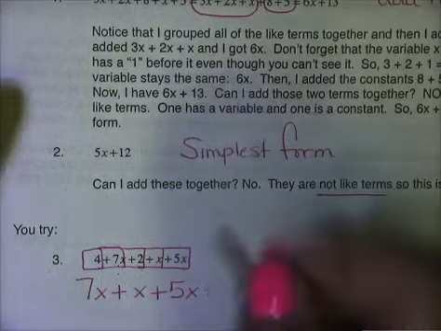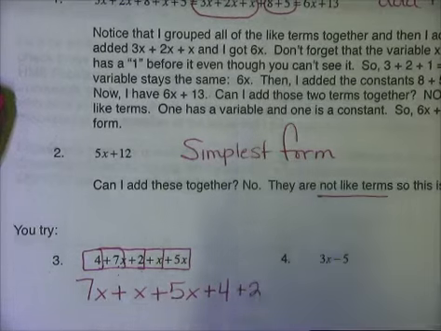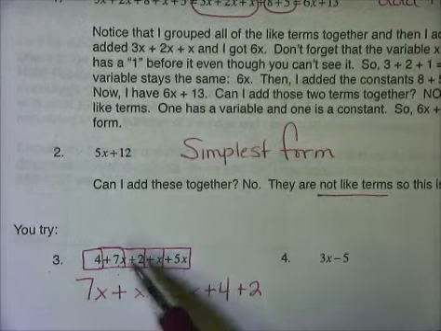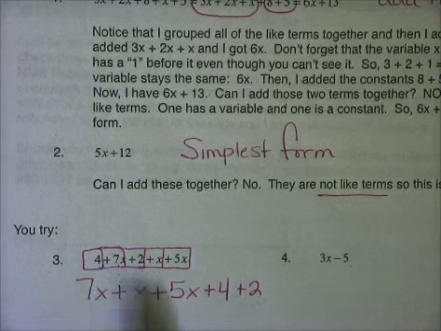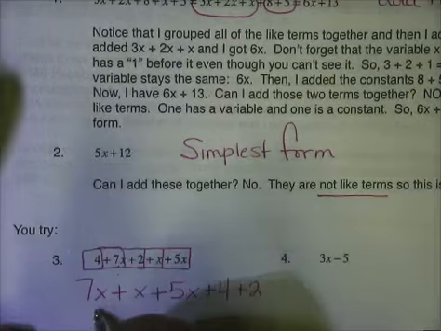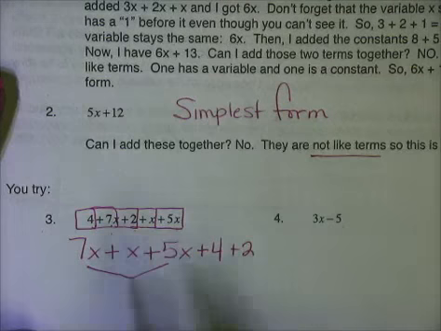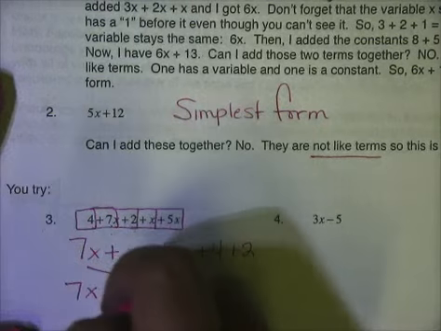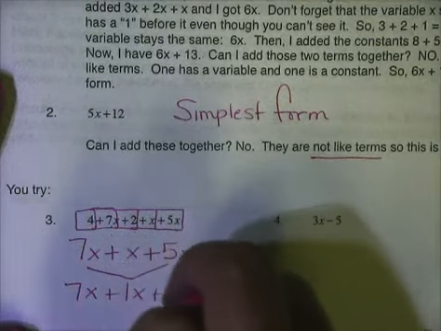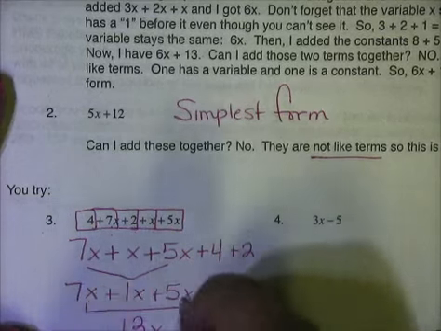So I've got plus 4 plus 2. A lot of times I will even mark them off to make sure that I have them all, but I'll look at it. I've got 7x, x, 5x, 4, and 2. So I can add these three together because they're like terms. They all have x for a variable. Remember that an x by itself has a 1 in front of it, right? So we have 7x plus 1x plus 5x, which is going to be 13x. So when I add those together, I get 13x.